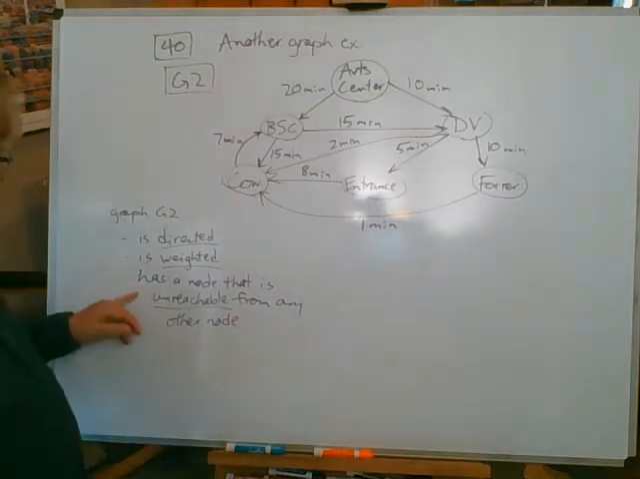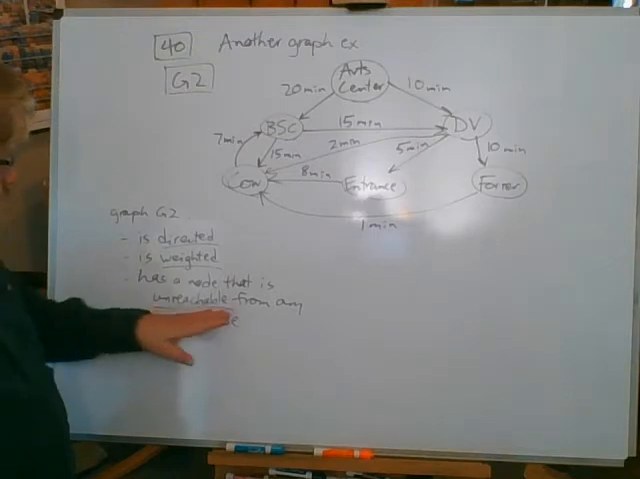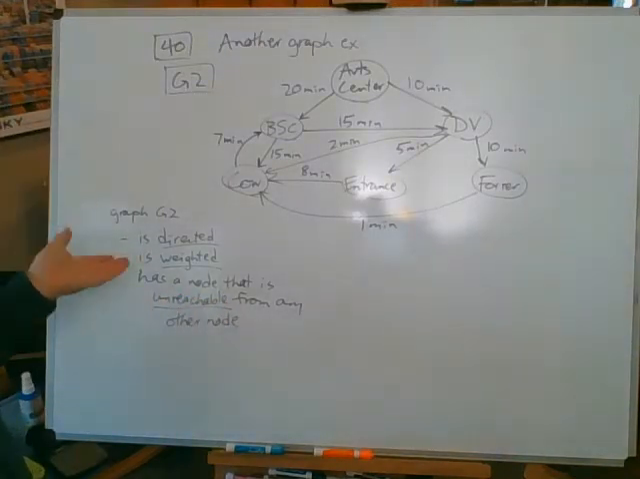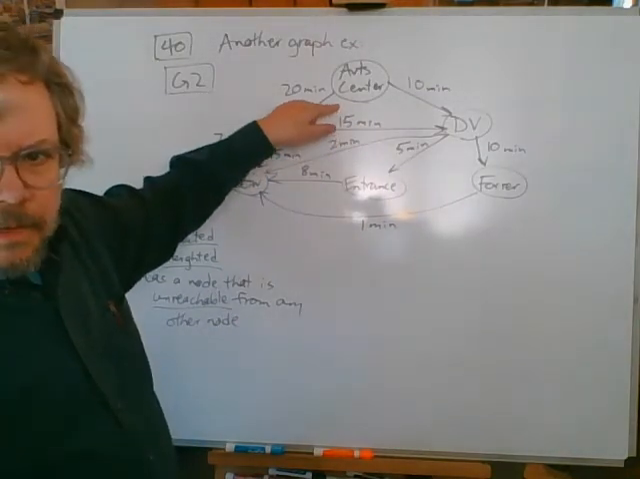And the graph will be assumed. It has a node, graph G2 up here, has a node that is unreachable. I'm just introducing this term, unreachable, from any other node. And you already know who it is, the arc center up here. It only has outgoing arcs. There's no way to get there from any of the other nodes.